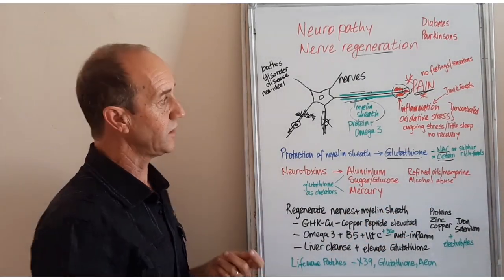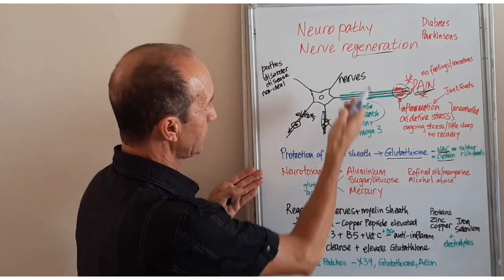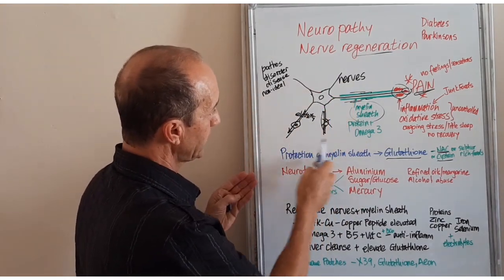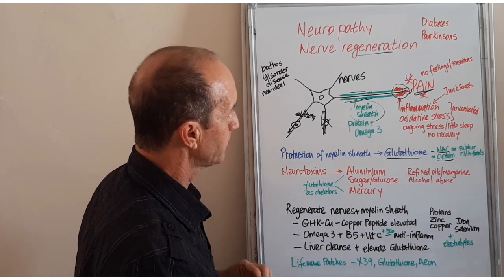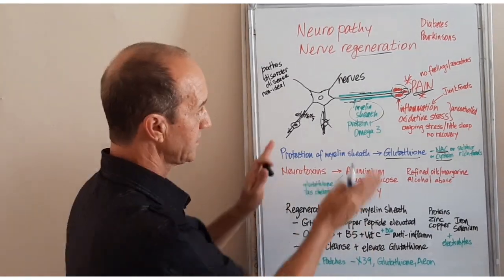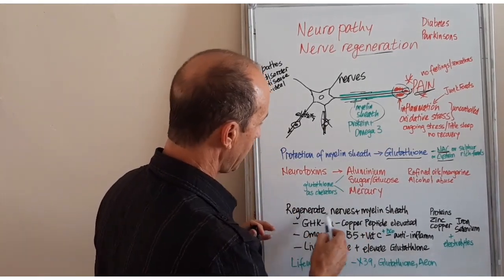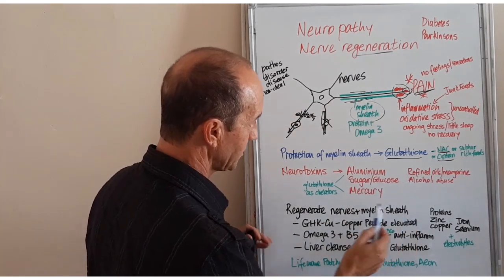Alcohol abuse will also create these problems. These are the neurotoxins that are damaging your cells, and you've got your glutathione to protect against them. So now that you've come off junk foods, you've handled your stress, and you've leveled up your glutathione by fixing your liver, how do you regenerate your nerves and your myelin sheath?